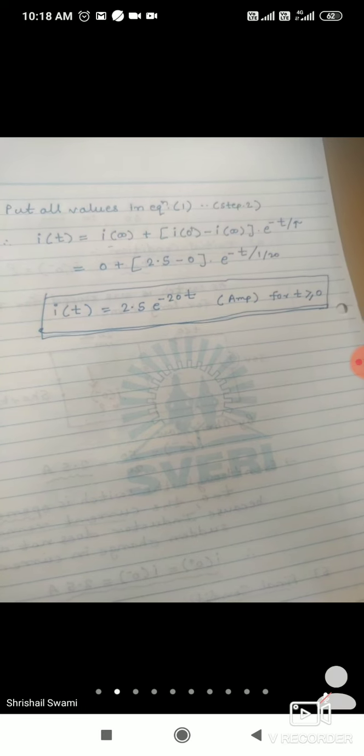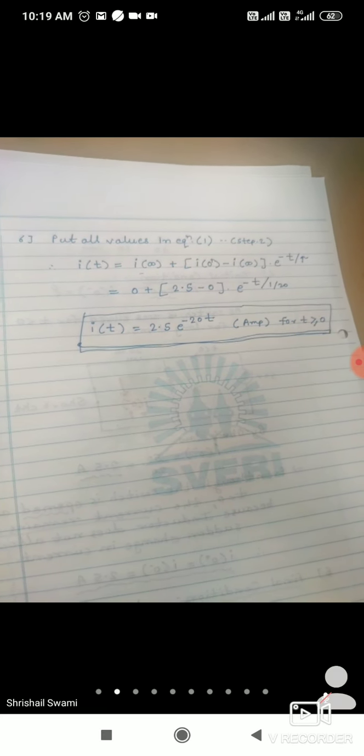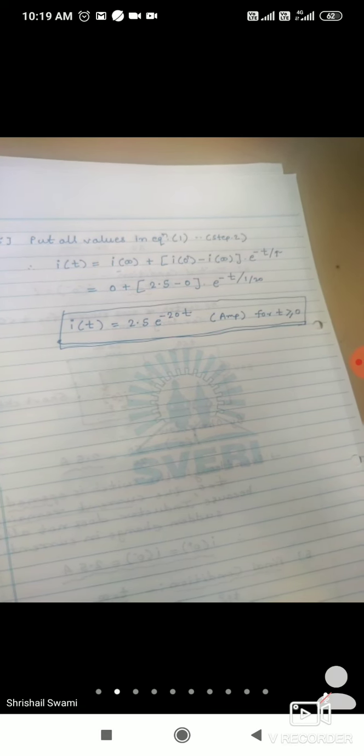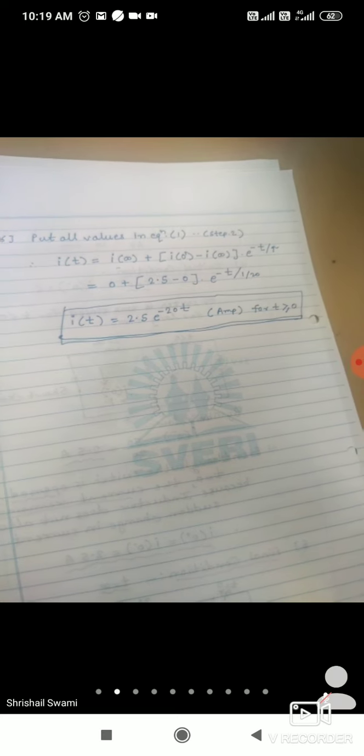So any doubt in this problem? You can follow the procedure, you can follow the 5 steps, then you get the answer to the given question. But that procedure you can apply if multiple resistors are present in the given network. So question number 2.